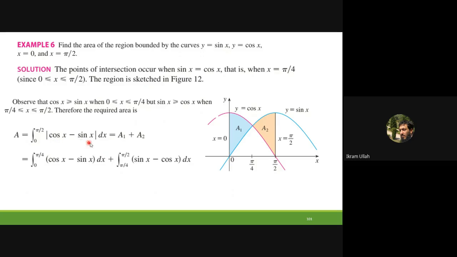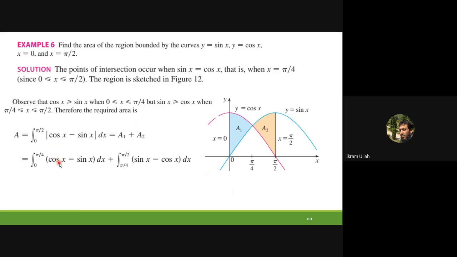This is the absolute value of the integrand, so we can split the region: from 0 to pi by 4, this is cos of x minus sine of x, plus from pi by 4 to pi by 2, we write sine of x first and then cos of x, because in the interval 0 to pi by 4, cos is the top curve and sine is the bottom curve. You can see here 0 to pi by 4.